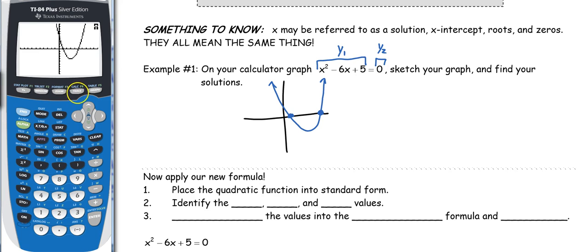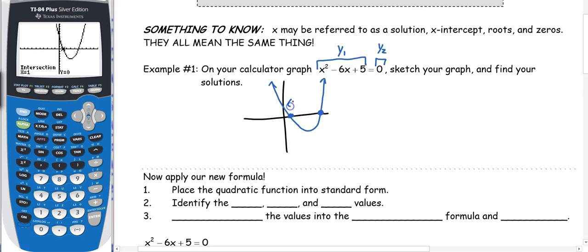So we're going to go to second, trace, option 5 for intersect. The blinking cursor needs to move close to the intersection point. Once it's close enough, remember, you have to hit enter 3 times. 1, 2, 3. So notice on the calculator it says intersection, and it gives us a point. So our first intersection is 1, 0.